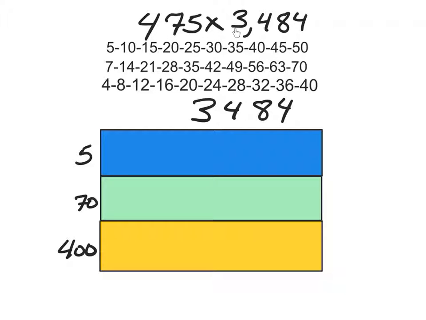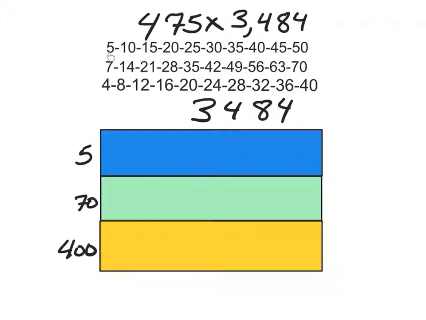475 times 3,484. I did my counting by the numbers, right, for the 4s, 7s, and 5s. And then I took the 3,484 and plugged it in right on top of my 3 area boxes. I broke the 475 into 400 plus 70 plus 5. And now I'm ready to rock and roll.